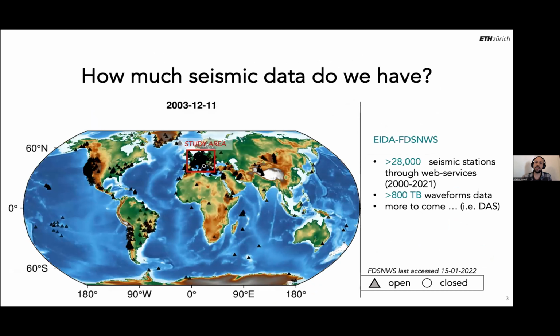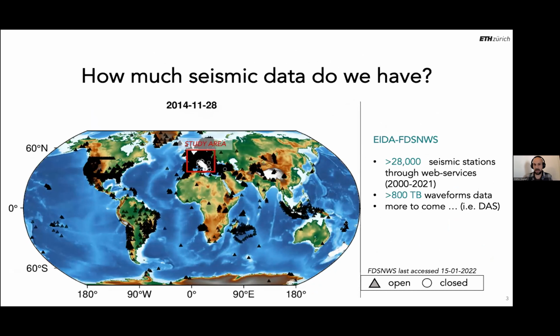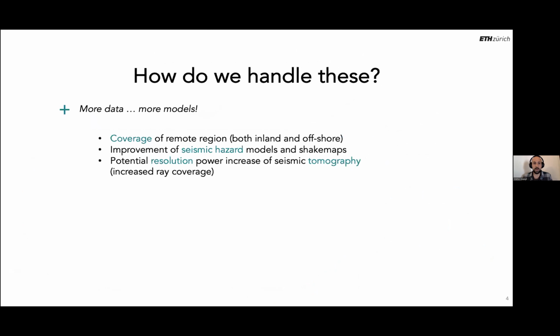At the moment, we have tons of data. We have more than 800 terabytes of data across ADA nodes that can be easily downloaded. They are at hand for everybody, and they can be processed more or less easily by the community. Of course, this amount of data is increasing manifold, also with the distributed acoustic sensing that is coming, and the new methods that are rising. So how can we handle all of this data?